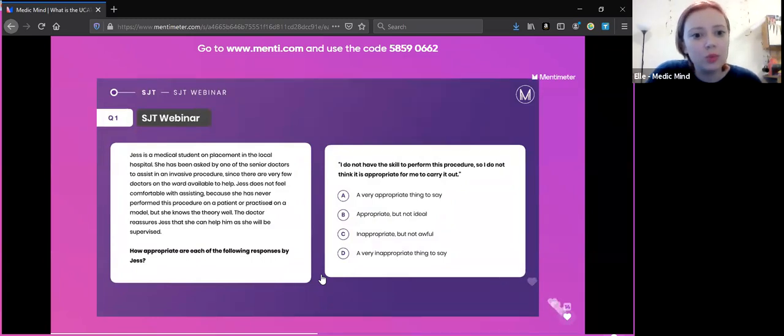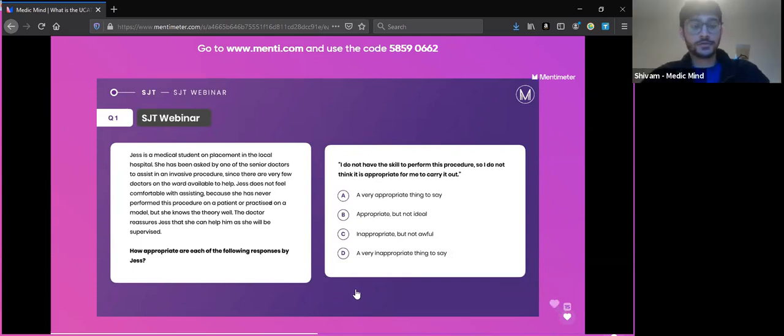So, Shivam, would you be kind enough to read this scenario aloud for us? Yeah, of course. So Jess is a medical student on placement in the local hospital. She has been asked by one of the senior doctors to assist in an invasive procedure. Since there are very few doctors on the ward available to help, Jess does not feel comfortable assisting because she's never performed this procedure on a patient or practiced on a model, but she knows the theory quite well. The doctor reassures Jess that she can help him, as she will be supervised.